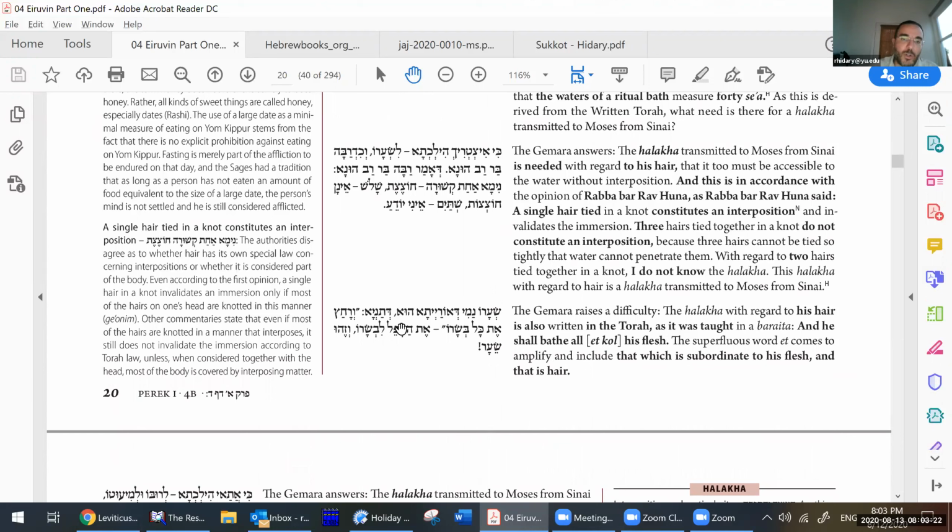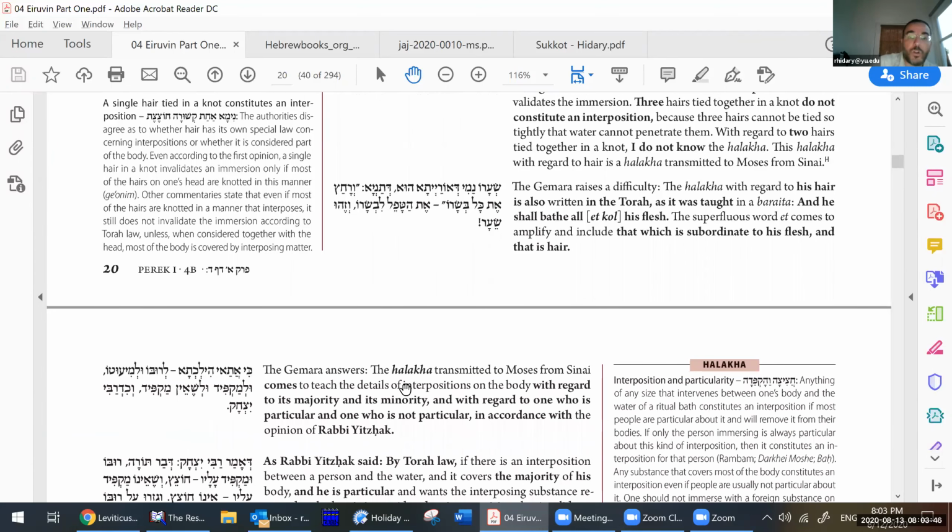It says, even the law that hair has to go into the water, that also is in a pasuk: v'rachatz et kol besaro, et hatafel b'saro b'zeu se'ar. As the pasuk has an extra word, et, what is that coming to include? Something that is subordinate to his flesh. So what is that? Must be hair. And so I know that hair has to go into the water also. So therefore, I know everything from the Torah. What do I need the tradition for?